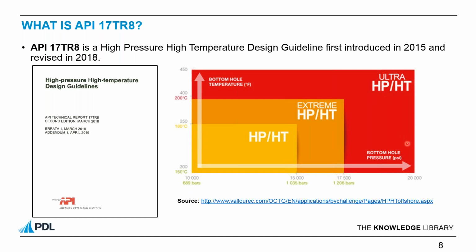Now, it's worth noting that if a system is below 15 KSI and 350 Fahrenheit, API 17 TR8 will simply direct you back to your existing API standards and methods of assessment. So by the definition you see on screen, at least, you could call this an extreme high pressure, high temperature design guideline.